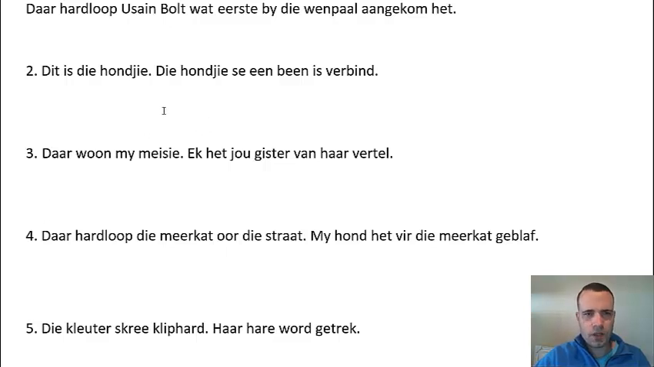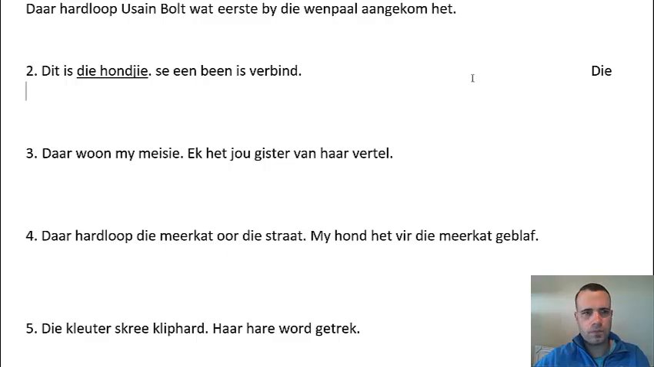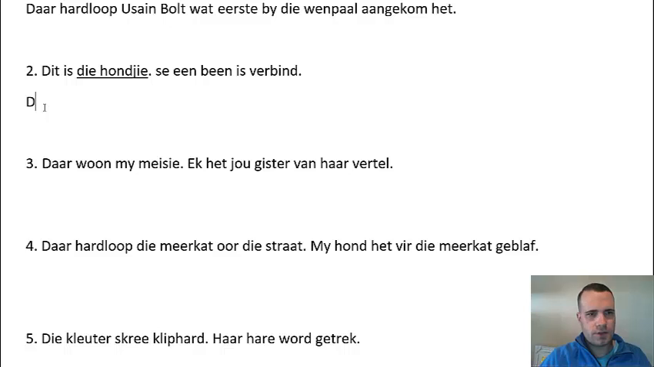This is the little dog or the puppy. Die hondjie se een been is verbind. The dog's one leg is bandaged up. Okay. Underline what's the same. Die hondjie and die hondjie. Cross out die hondjie. Goodbye. Copy your answer. Start copying your answer. Dit is die hondjie.